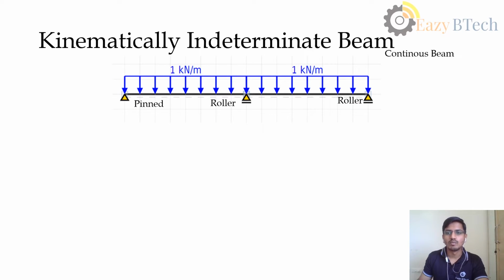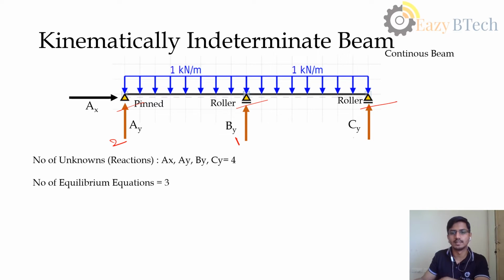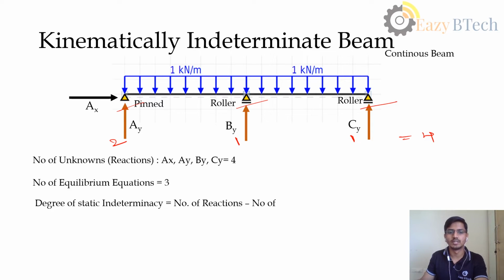So let us find the degree of kinematic indeterminacy for a continuous beam where one end is pinned, and the other ends are rollers. For the pin we get 2 reactions, the horizontal reaction and the vertical reaction. Each roller gets 1 reaction. So the number of reactions is 4, and the number of equilibrium equations is 3. Now the degree of static indeterminacy is 4 minus 3, which is 1.